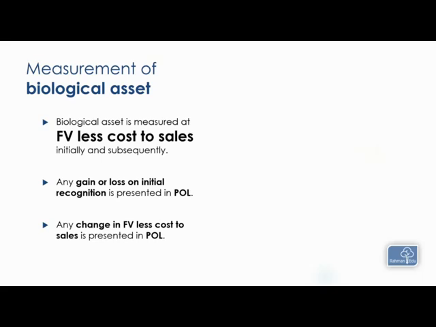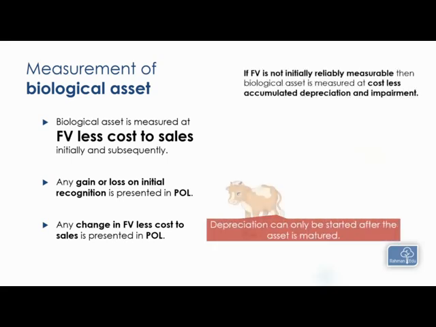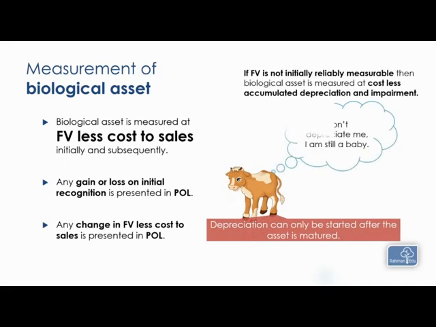The problem is, if you cannot measure fair value, then what are you going to do? Well, IAS 41 says, in that case, this biological asset should be measured at cost less accumulated depreciation, less accumulated impairment, a model very much similar to the IAS 16 cost model. But do not revalue this biological asset.